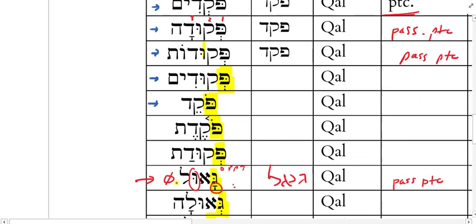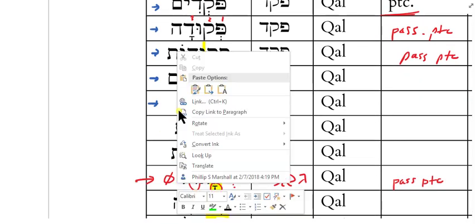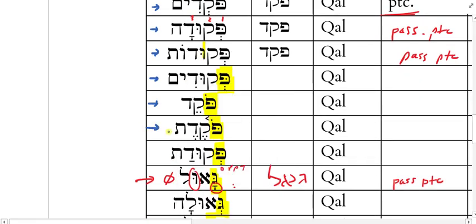Could be either. Pokedet, that's feminine singular, and absolute could be construct as well. Pukudat, feminine singular, construct. Pukuda would be feminine singular, absolute. Pukudat, feminine singular, construct. Okay.